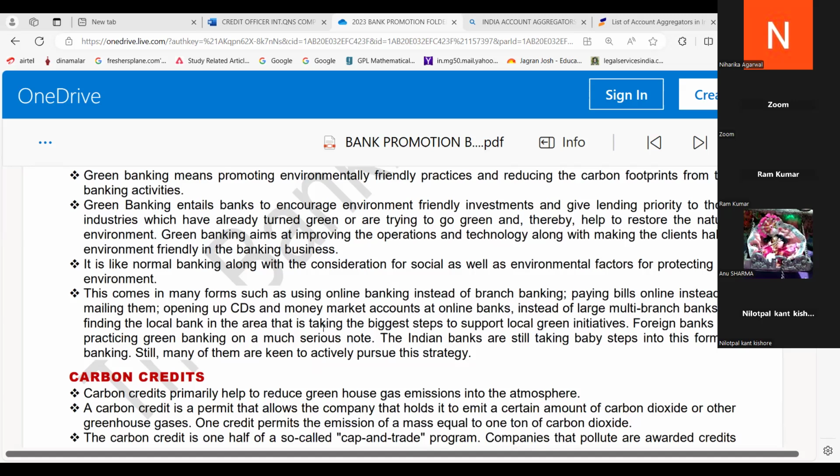Foreign banks are practicing green banking on much more serious note. The Indian banks are still taking baby steps into this form of banking. Still, many of them are keen to actively pursue this strategy.